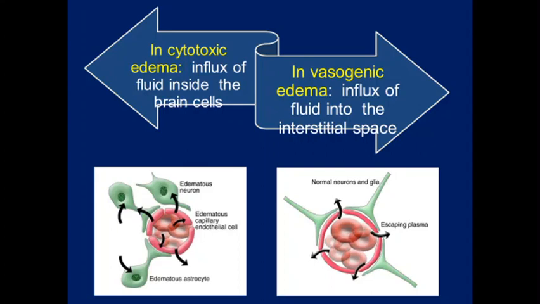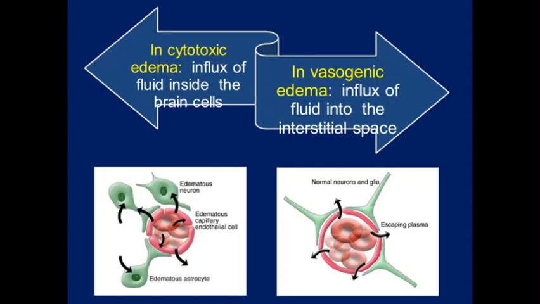Here you can see the morphological difference between cytotoxic brain edema and vasogenic brain edema. In cytotoxic brain edema, you can see edematous neurons, edematous capillary endothelial cells, edematous astrocytes, while in vasogenic brain edema, these changes do not occur. But in vasogenic brain edema, we have rupture of the blood-brain barrier, while in cytotoxic brain edema, the blood-brain barrier is intact.